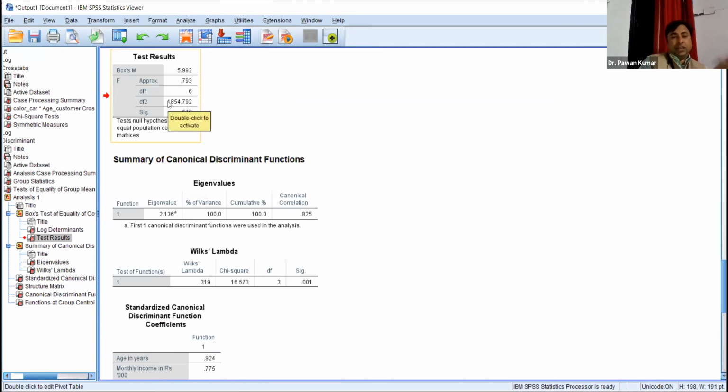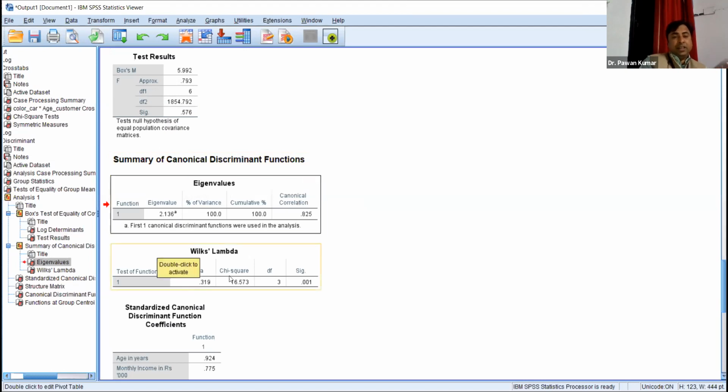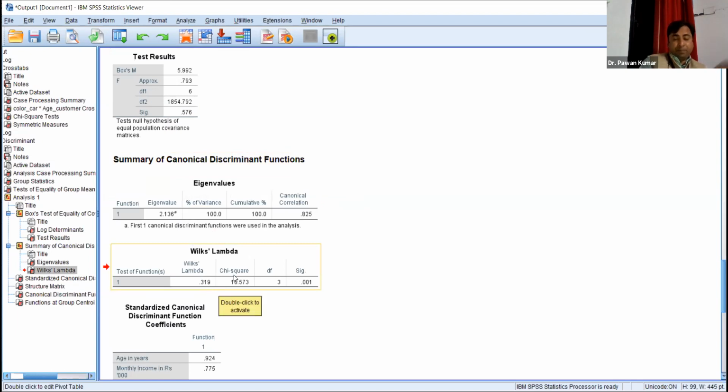So again, we can meet this assumption, and then we are going to see the summary of canonical discriminant function from the eigenvalue and Wilks' lambda. So eigenvalue is greater than 2. It is a good indicator, and Wilks' lambda is close to 0. So again, it is a better discriminating predictor model.